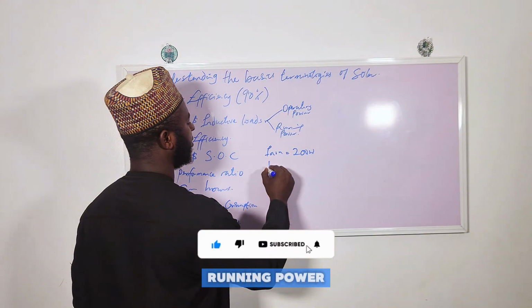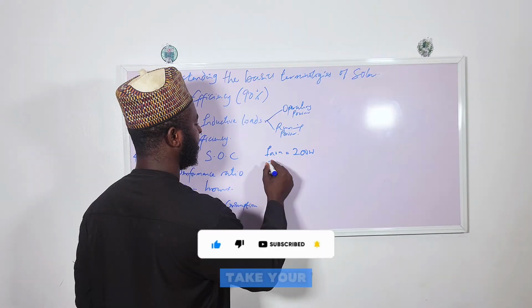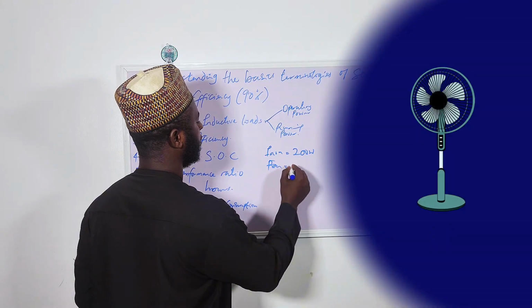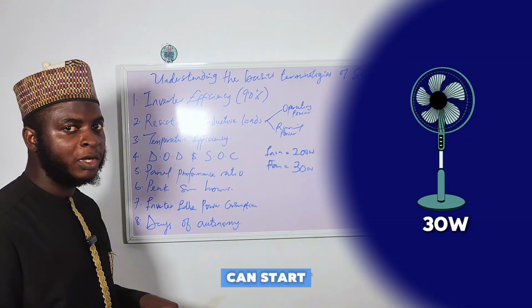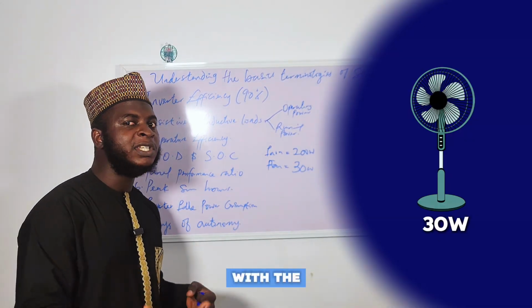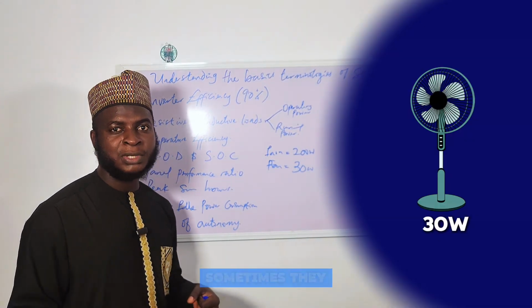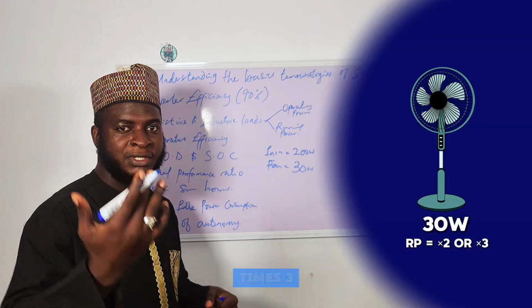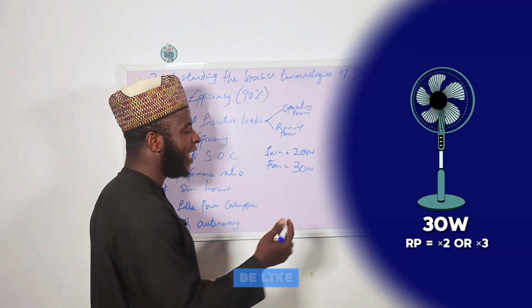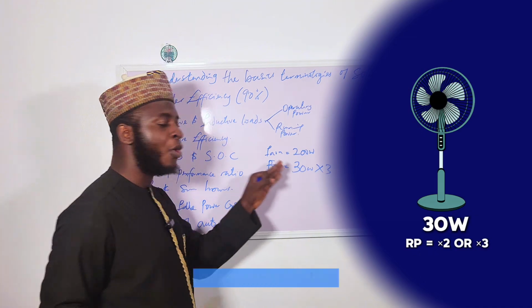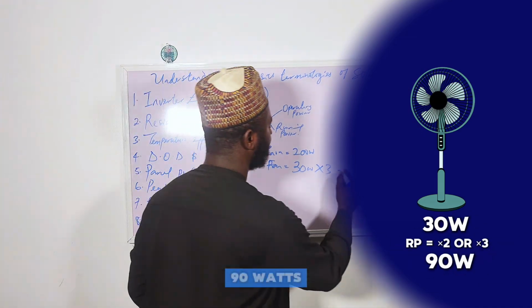While for your running power, let's take your fan for example. Your fan is rated 30 watts. Before it can start working, it has to start with a running power. The running power sometimes takes about times 2, times 3. So for your fan to start working, the running power is going to be like times 3 of the operating power, which is 90 watts.